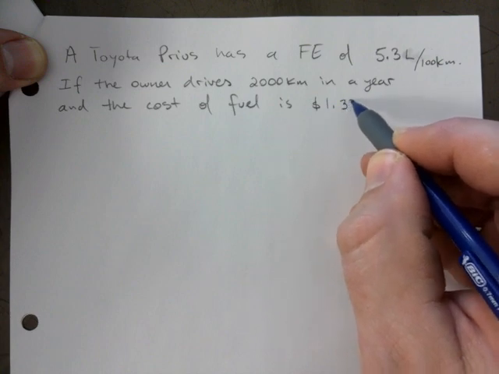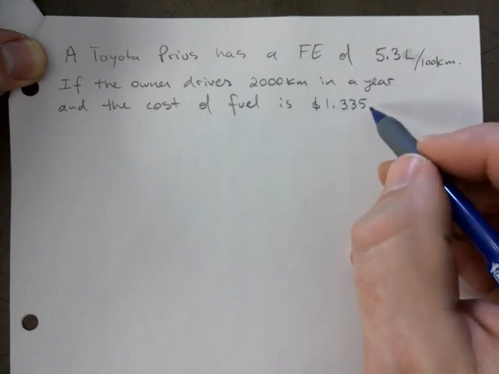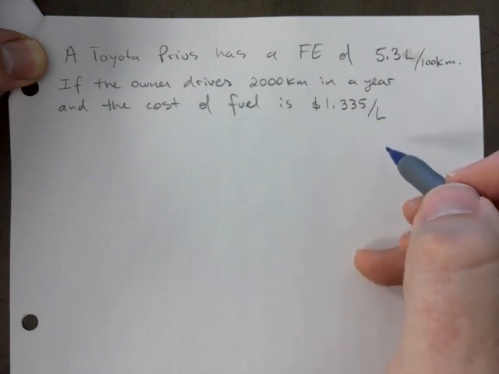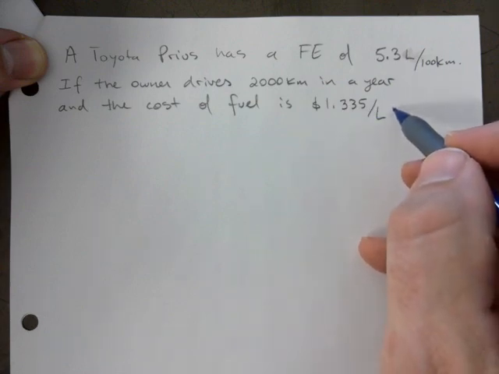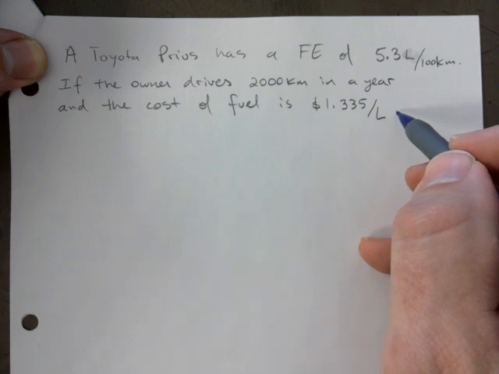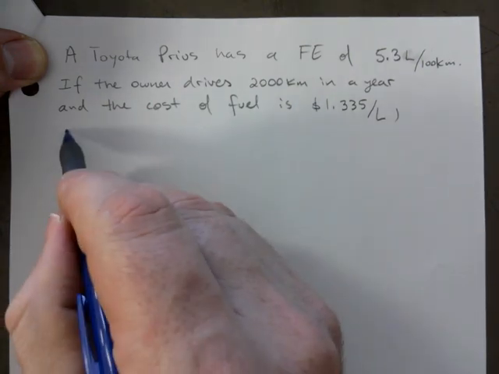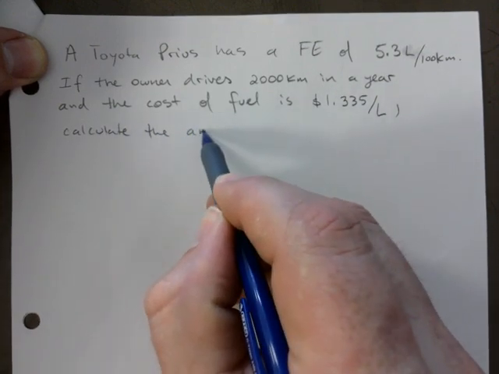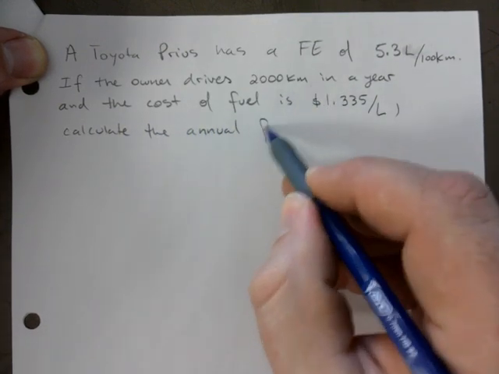What is it right now? Is that the cost per fuel? I think it's about 130, 133, give or take. If this is all true, calculate the annual fuel cost.